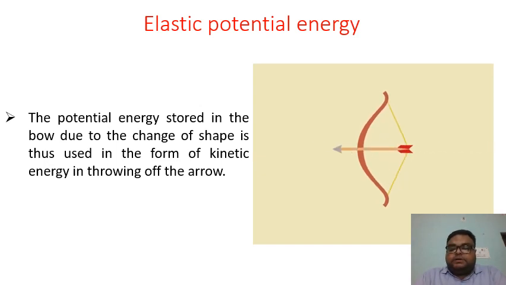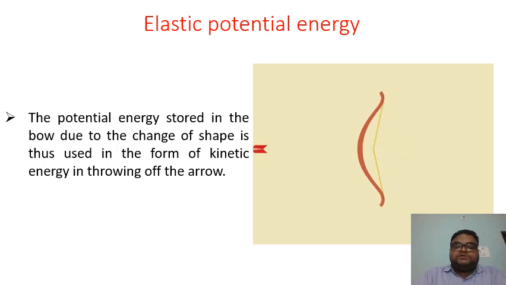And this changing of the shape provides it with the potential energy, and when you release it, that potential energy gets converted into what? Gets converted into kinetic energy that is used in throwing of the arrow. Understood, students, how the bow fires? Yes. So now let's proceed ahead.